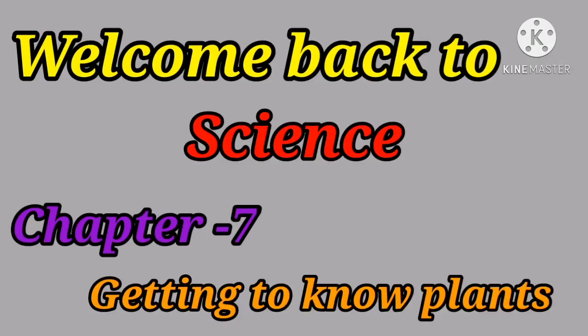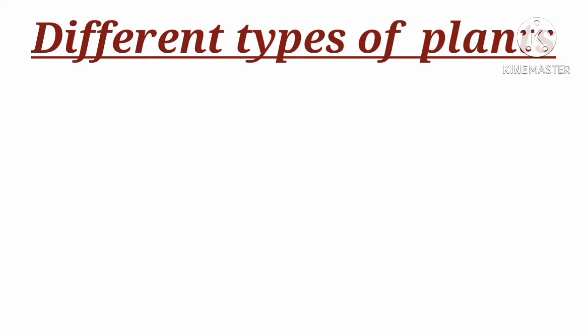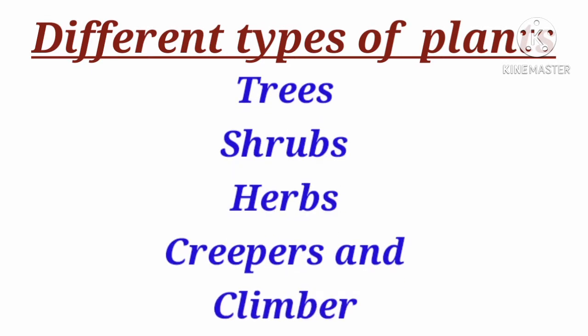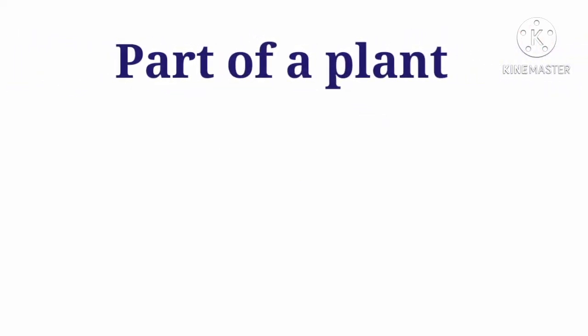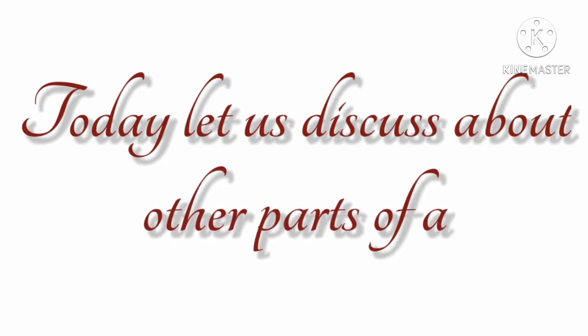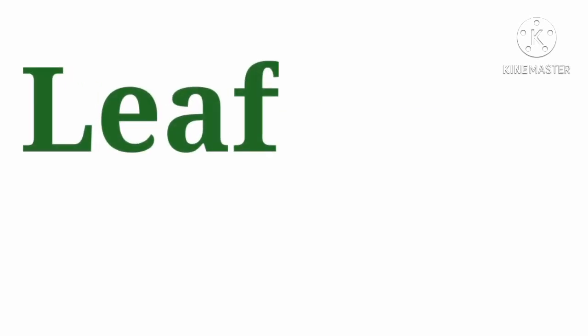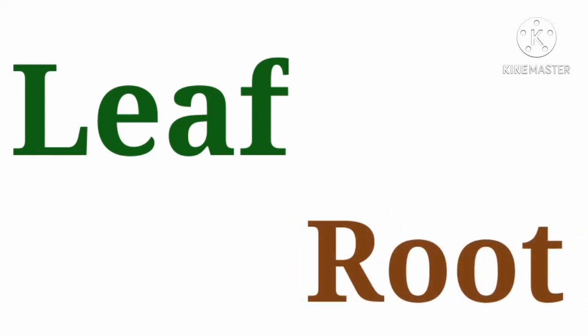Students, welcome back to Science Chapter 7, Getting to Know Plants. Children, in the previous video, we studied about different types of plants. They are trees, shrubs, herbs, creepers and climbers. We also studied about one part of a plant, that is stem. Today, let us discuss other parts of a plant, that is leaf and root.